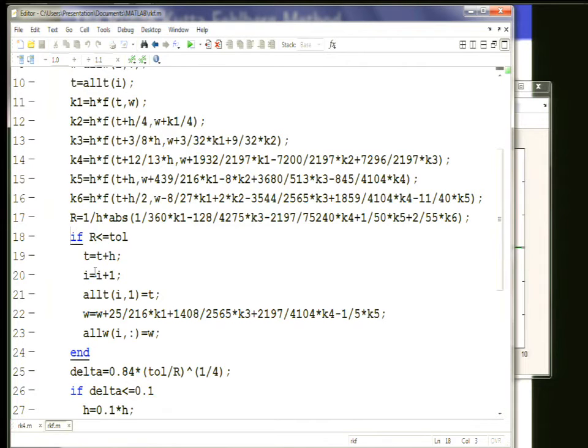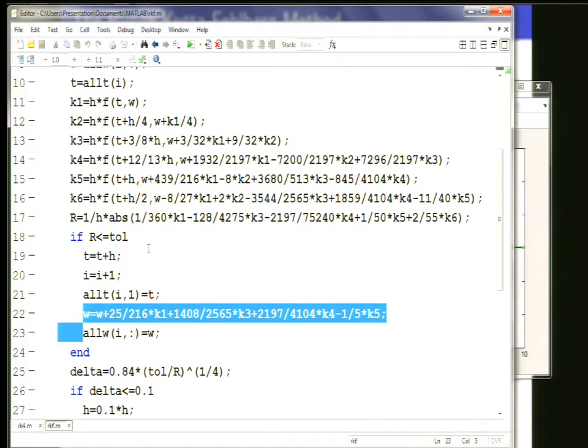But here comes the logic. If r is less than tol, which was epsilon, what should we do? We should keep the step, right? Accept the step. And the way we do that is that we move up t by h. We have an indicator telling how many steps we've taken, i. We put this t in the list of all t. Variable names are weird sometimes, but t is just the current t, and all t is what it sounds like.